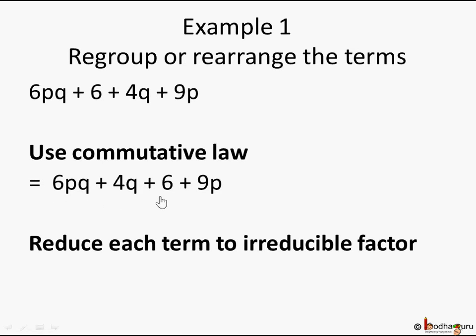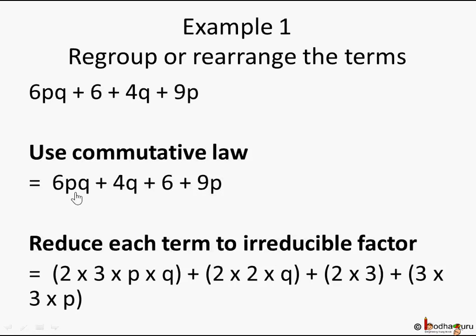Before finding the common factor, try to reduce each term to its irreducible factors. That is, 6pq can be written as 2 into 3 into p into q. 4q can be written as 2 into 2 into q. Reduce constants to their prime factors and just write the variables. If there were a power, if it was p square q, you would have written p into p into q. Here there are no squares, so 6 is directly 2 into 3 and 9p is 3 into 3 into p. So you have taken each term and reduced it to the product of its irreducible factors, right?